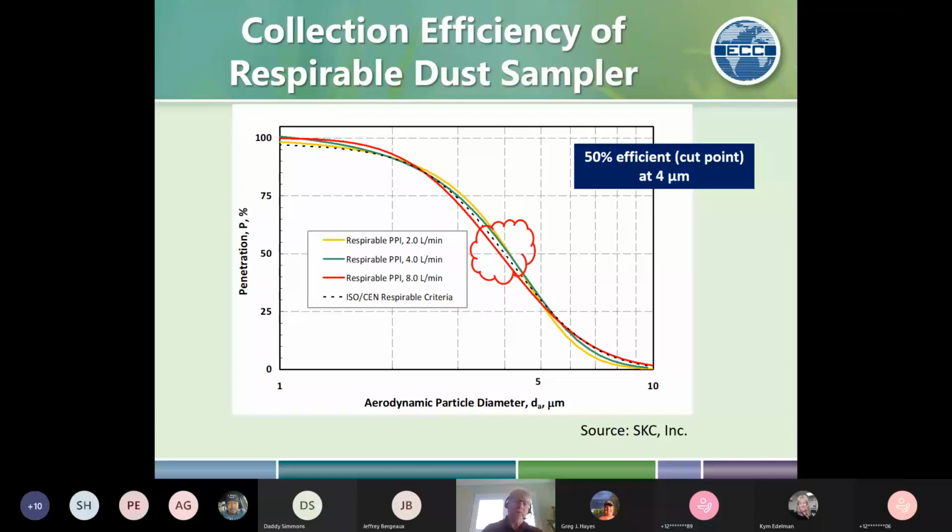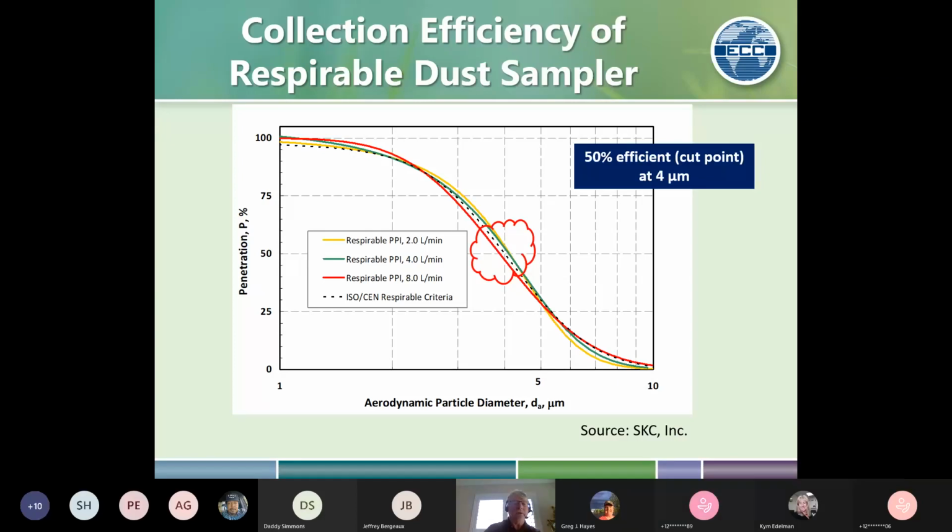This is what I was talking about as far as the cut point of the size distribution that we're concerned about. And I think I have this slide a little bit out of place, but one of the reasons it's good to understand that is that if you're trying to do an assessment of the exposure to silica, you need to have a sampling device that mimics the size distribution. And we'll talk about that in a little bit.